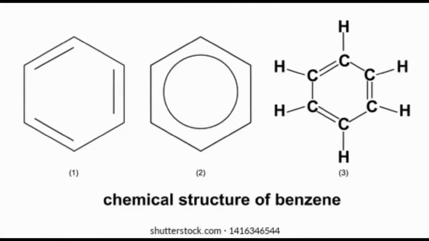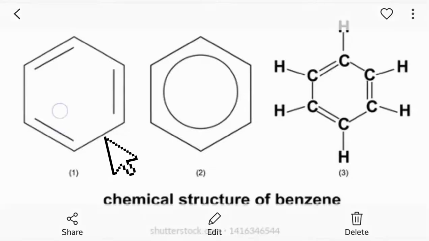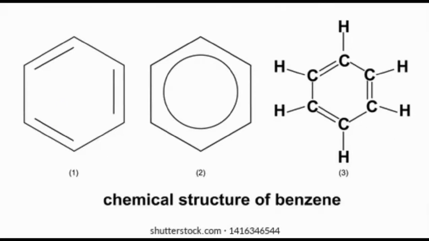Now, this is the chemical structure of benzene. It's the same thing we saw in the previous picture. Image 1, image 2, and image 3. With image 1, you see that they alternate. This is a benzene structure. Image 2 also has a circle in the middle. When you see that, it should tell you that it's a benzene structure with alternating double bonds. Then image 3 as well.